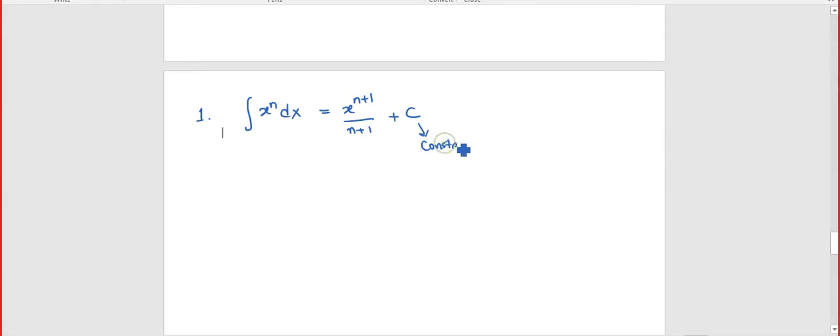So the first rule, which is similar to the power rule, says that the integration of x power n dx is x power n plus 1 divided by n plus 1, plus the constant of integration, C being the constant of integration.